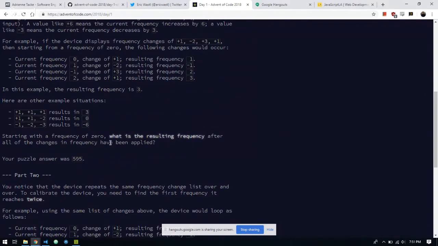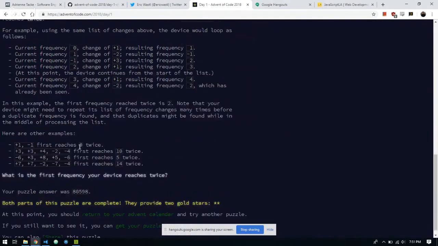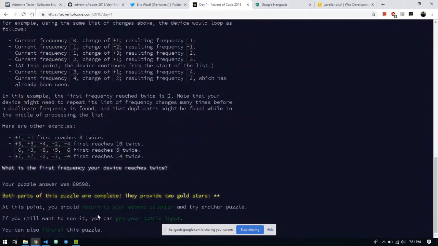And now it asks you, and everybody's is different. Everybody that logs in and signs up to do these has different puzzles. So you can't copy off of somebody else. Every puzzle is different. All your inputs are different, and obviously all your outputs are different. So this was my particular question. Starting with a frequency of 0, what is the resulting frequency after all of the changes in frequency have been applied? And here we go. This is my puzzle input, and this is what's different.